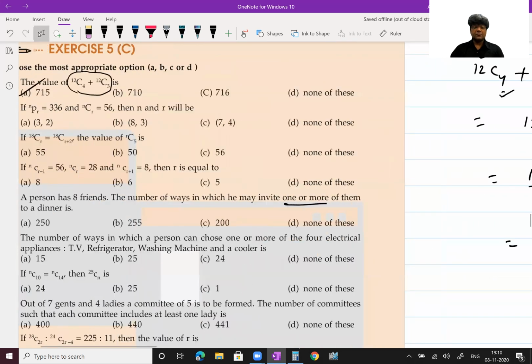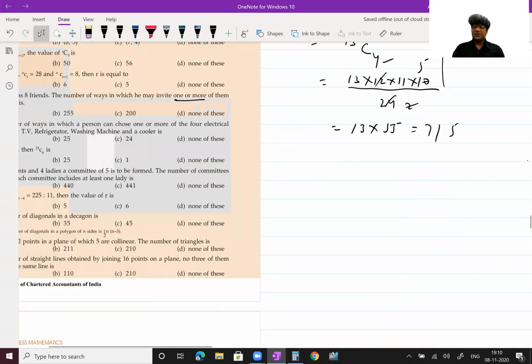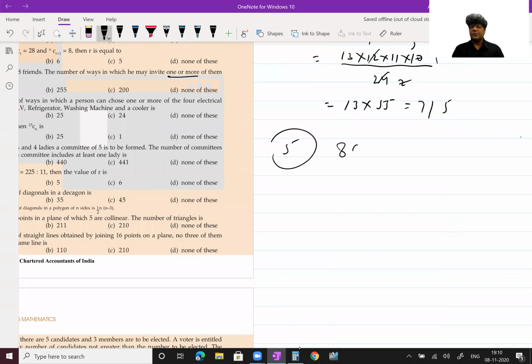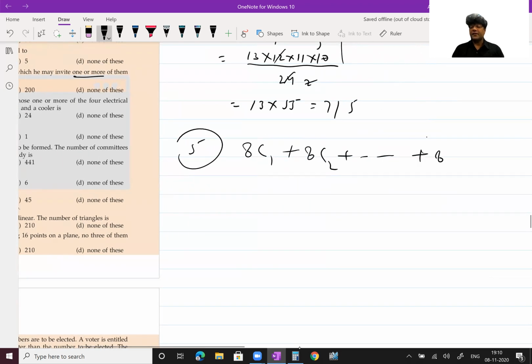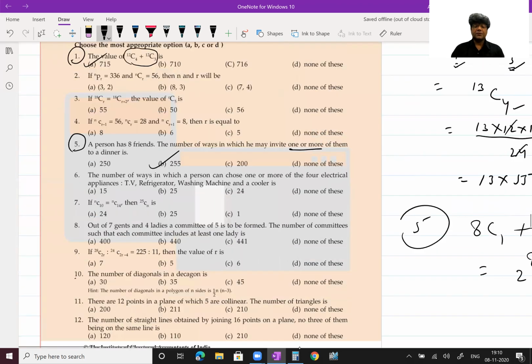If you invite anyone, it will be 8C1, or if you invite 2, 8C2, dot dot dot. If you invite all, how many ways? 8C8. But I have given you a shortcut for this. What, guys? 2 to the power 8 minus 1. And that is equal to 256 minus 1 is equal to 255. 255, which option? B.